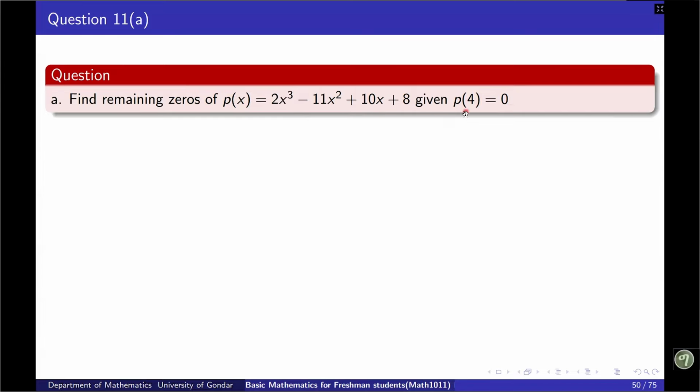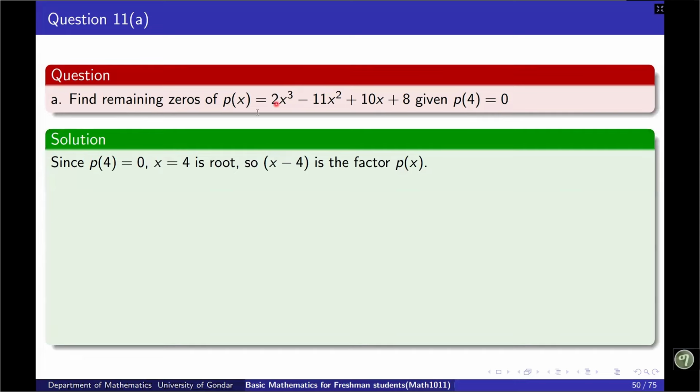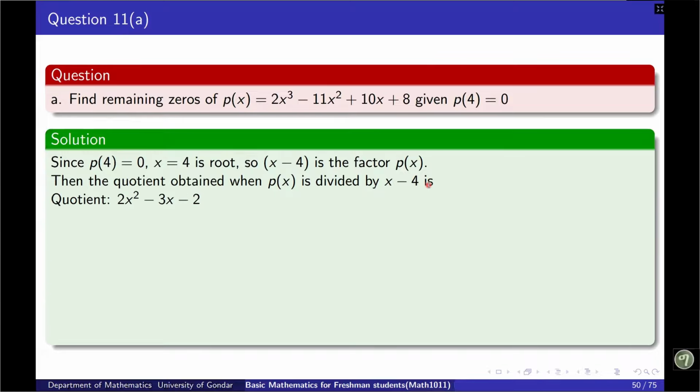Using the factor theorem, if p of 4 is equal to 0, x minus 4 is one of the linear factors of this polynomial function. Therefore, we have the factor, and the quotient obtained when p of x is divided by x minus 4, where the remainder is already 0, is 2x squared minus 3x minus 2. You can check it. That means this quadratic could be obtained by dividing this cubic polynomial function by its factor x minus 4. So p of x can be expressed as x minus 4 times 2x squared minus 3x minus 2.